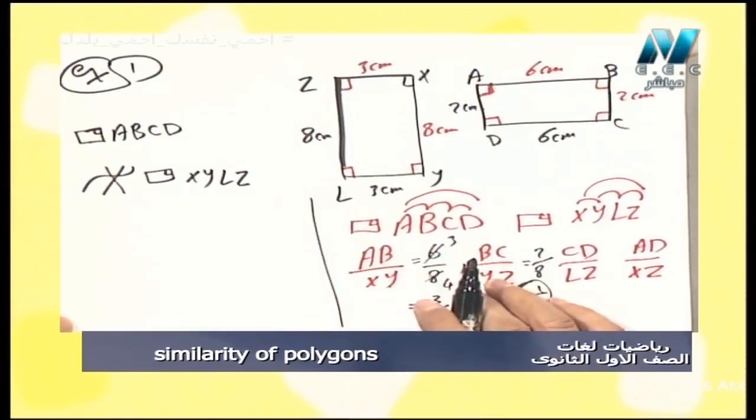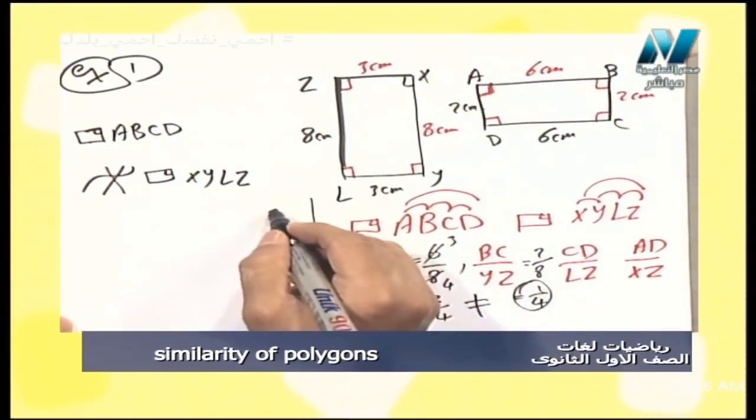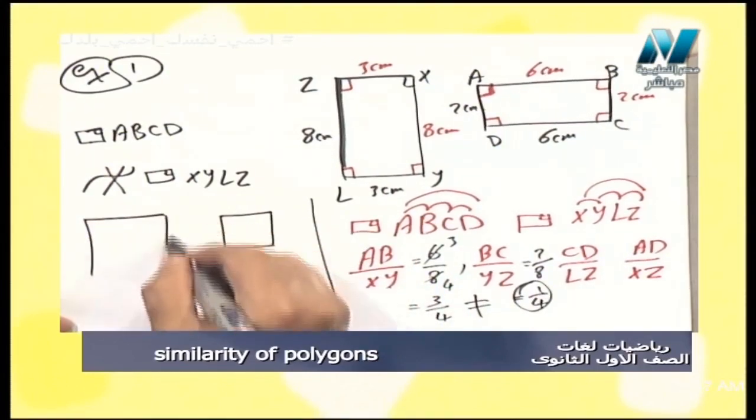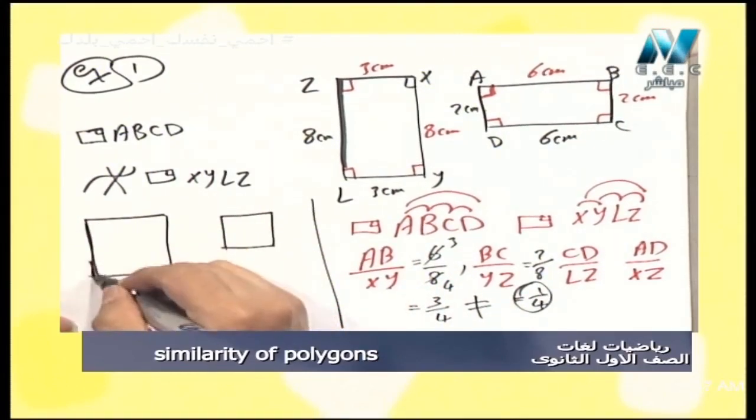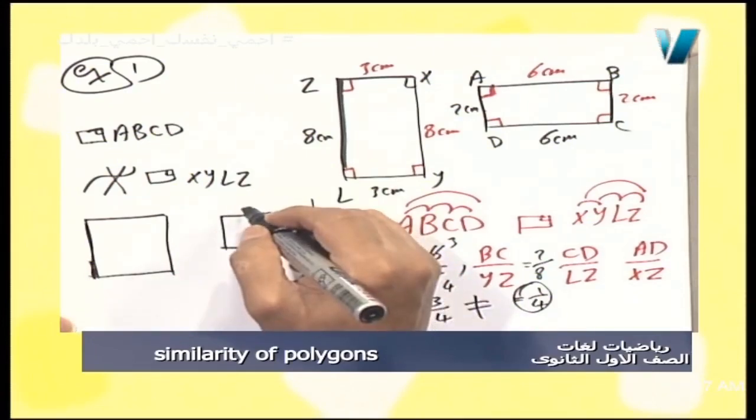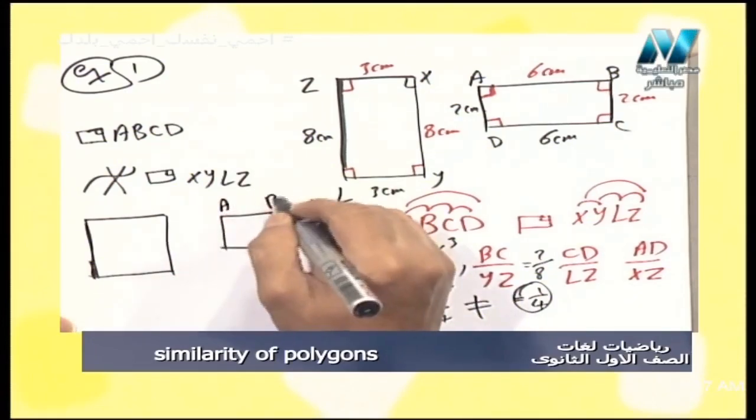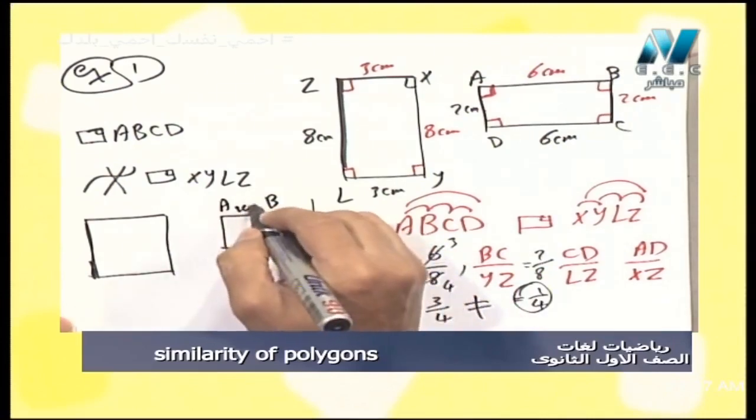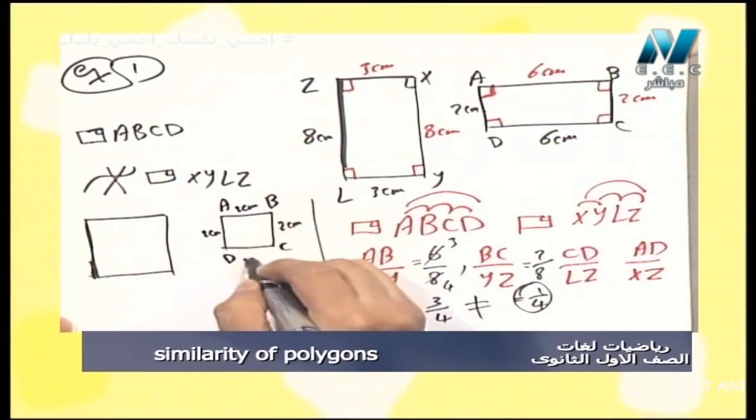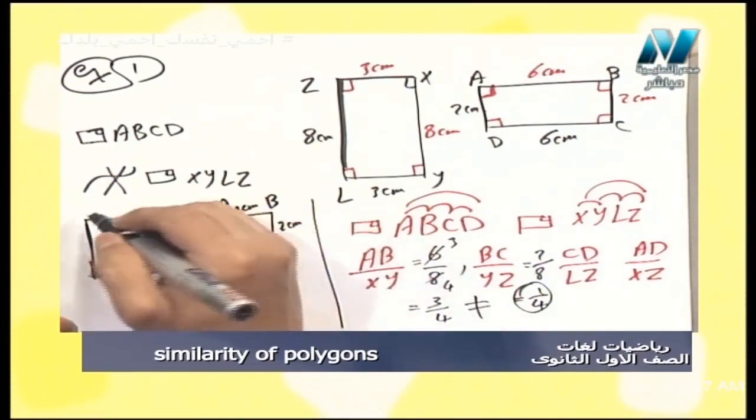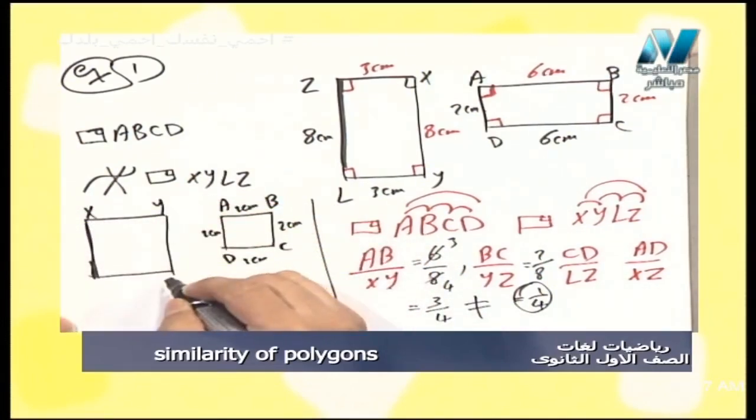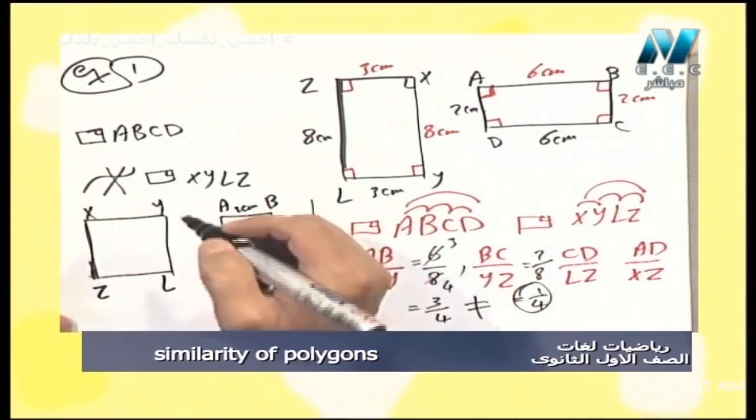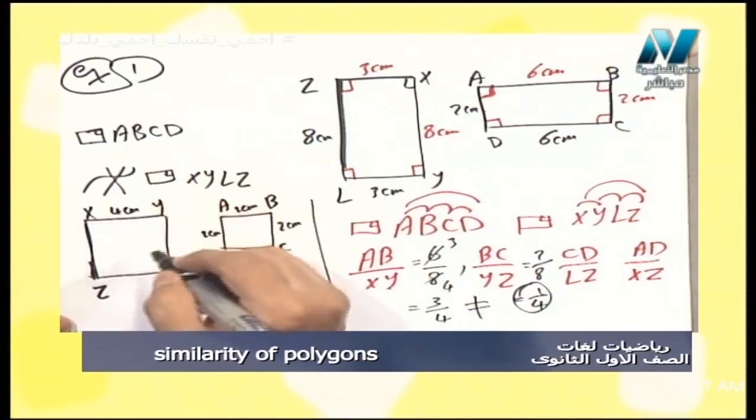Let's talk about two squares. If we have two squares, one of them small like that, and the other big like that, say that the square ABCD has side length 2 centimeters, like that, and XYLZ is the big square, and each side equals 4 centimeters.